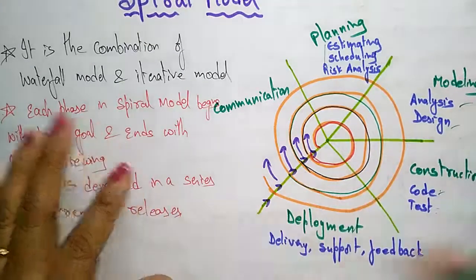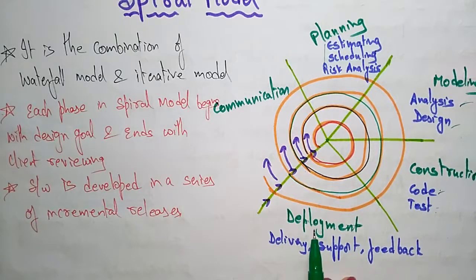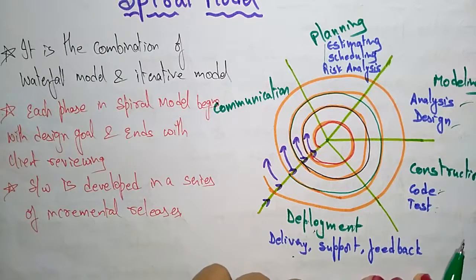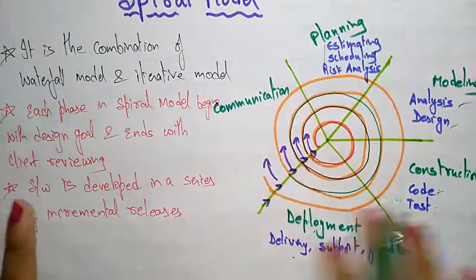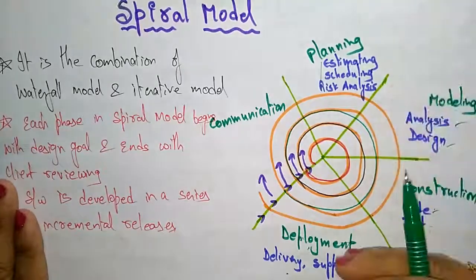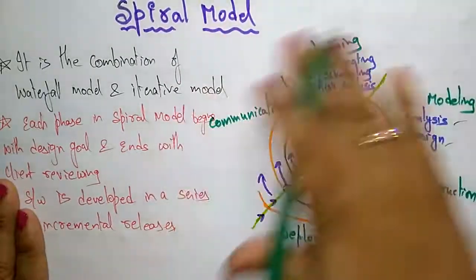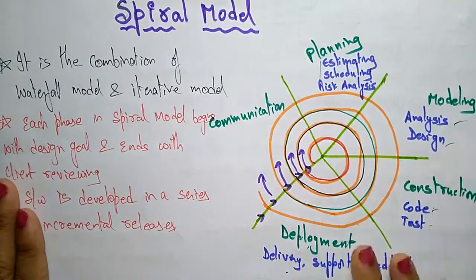After construction the project is ready, so I have to deploy the project. That is the deployment phase. In the deployment phase you come across the delivery of the project and support to the customer, if there is any support requirement regarding the project. The developers have to provide the support and collect the feedback from the customers. These are the different phases: planning, modeling, construction, deployment and communication. Whatever model you have taken, these phases will come.